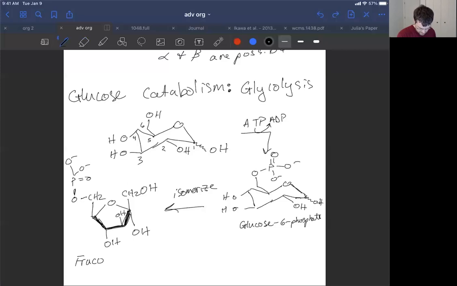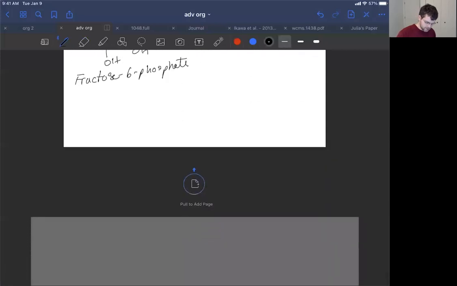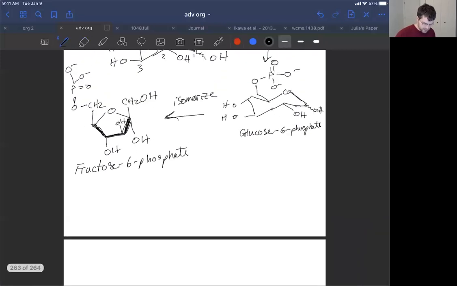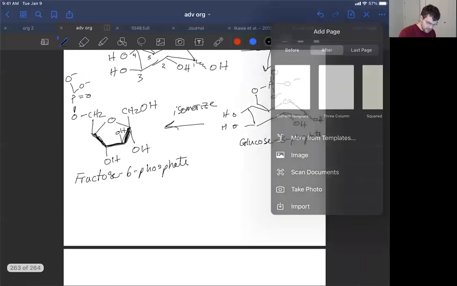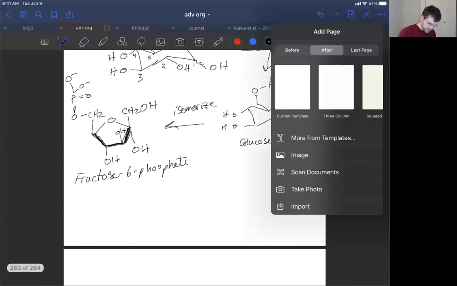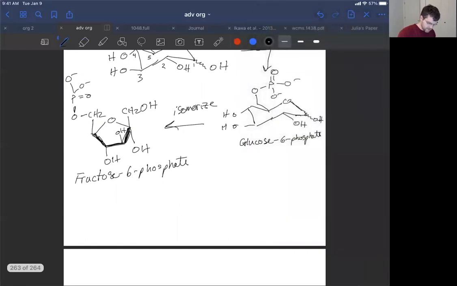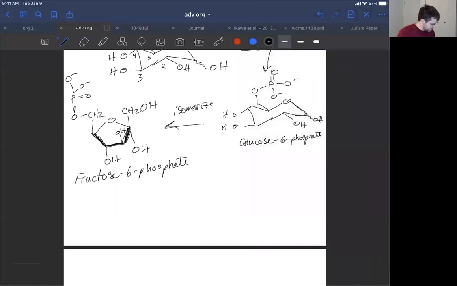Now I did specify the stereochemistry here just to match the book. You don't have to worry about the name, but you would call that the alpha version as well. And again, I don't want to worry too much about the 5-membered ring stuff. Let's just focus on the 6-membered ring. That's where sort of the meat in all of this is.